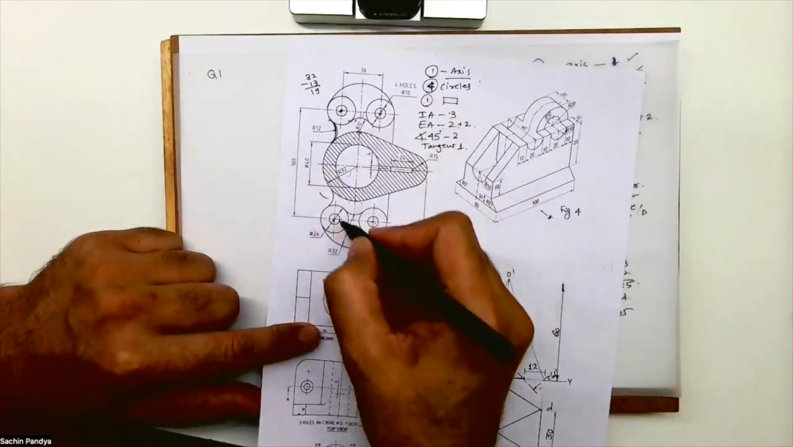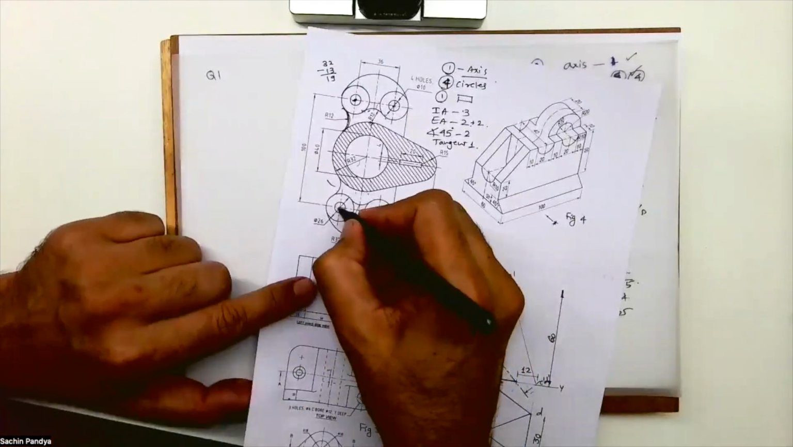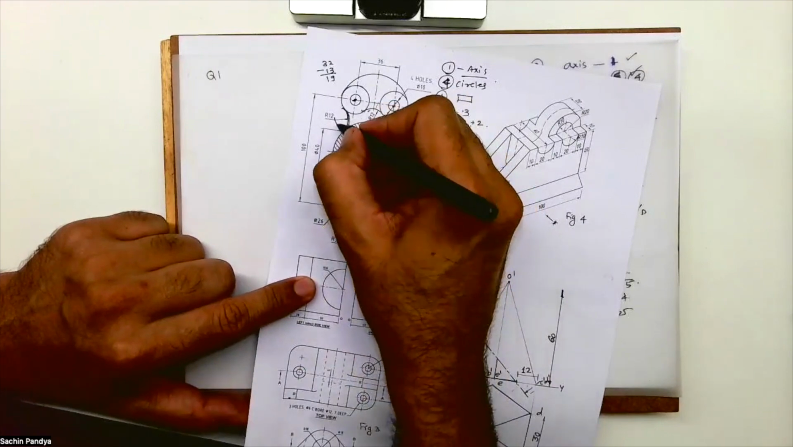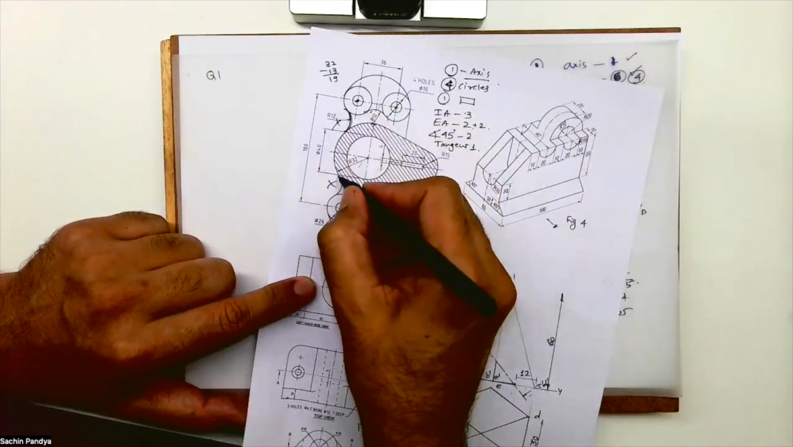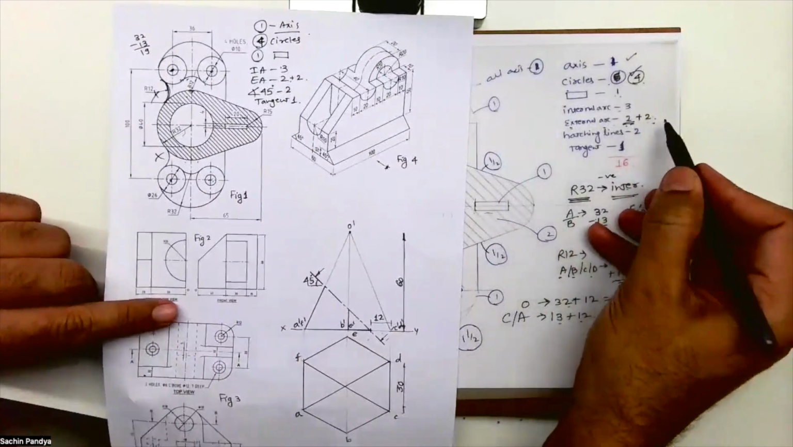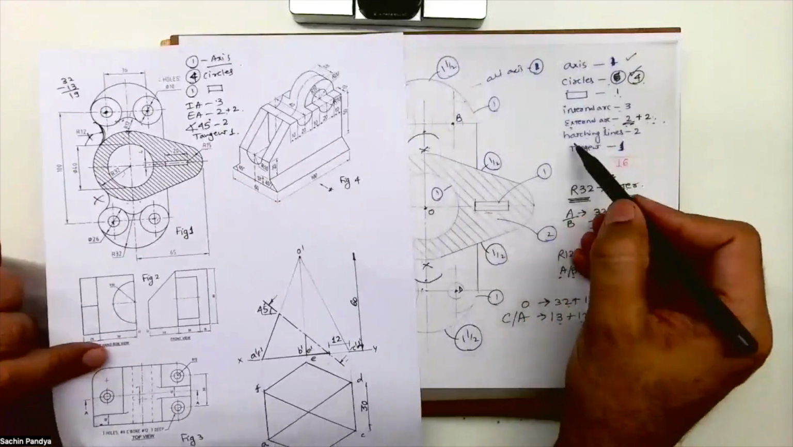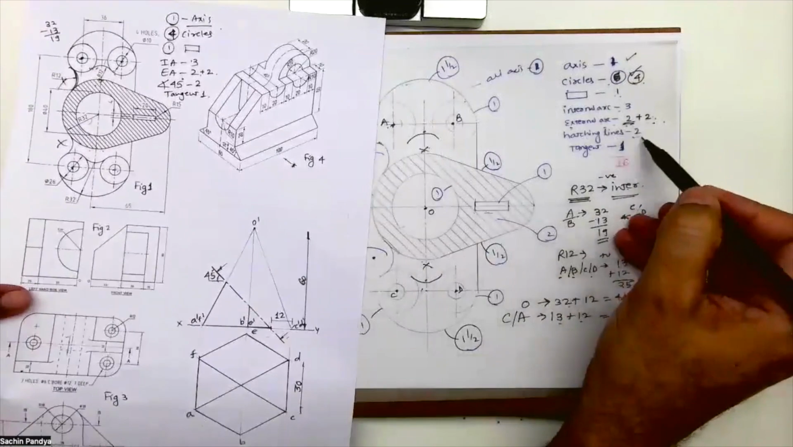And from A and C, both, I will cut 25. From here, 25. From here, 25. From here, 44. Wherever they cut, from there, we can draw radius 12. So that way, external arc 2 plus 2, 4 marks for that. Then these hatching lines, which are inclined at 45 degrees, that will be for 2 marks.